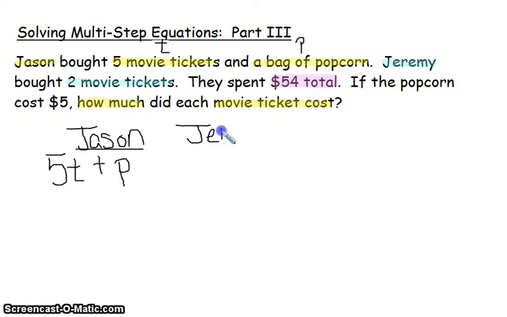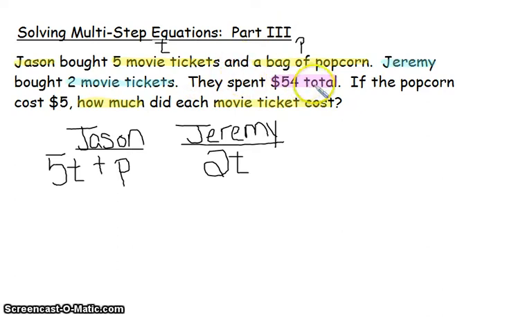Jeremy, the only thing Jeremy bought when he went to the movies was 2 movie tickets. And again, we use T for the movie tickets, so I'm going to use T. That's all Jeremy bought. Right now, with the expressions that we have for Jason and Jeremy, we do not have a clue how much money that they took with them and spent at the movie theater. So that's what we've got to figure out.